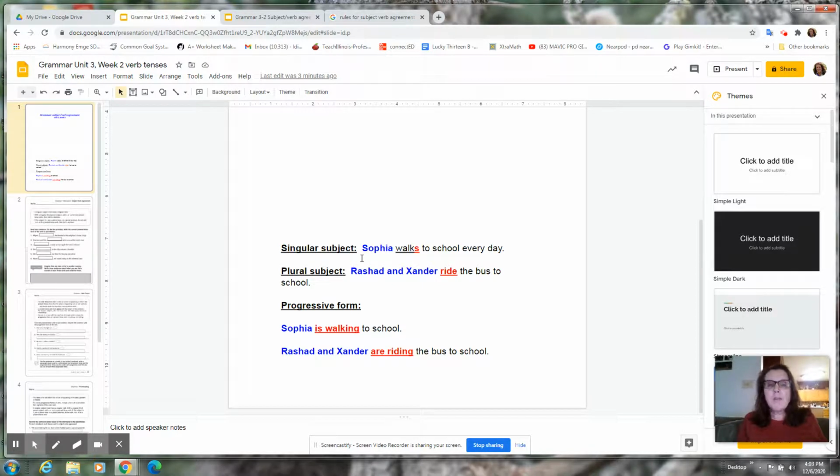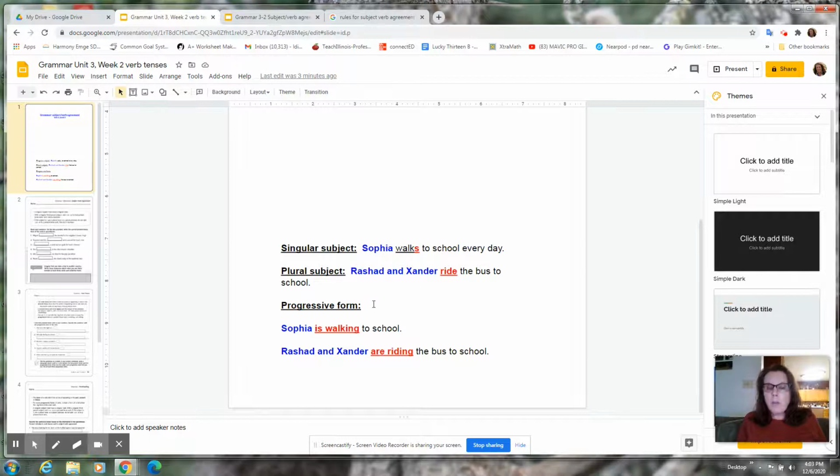Notice that while Sophia is one person, singular, the verb that we use to write a correct sentence adds an S. Sophia walks. Now, if it would be a plural subject, that means there would be more than one subject. For example, Rashad and Xander, you can see the verb here, ride, does not have an S. So it's Rashad and Xander ride the bus to school.